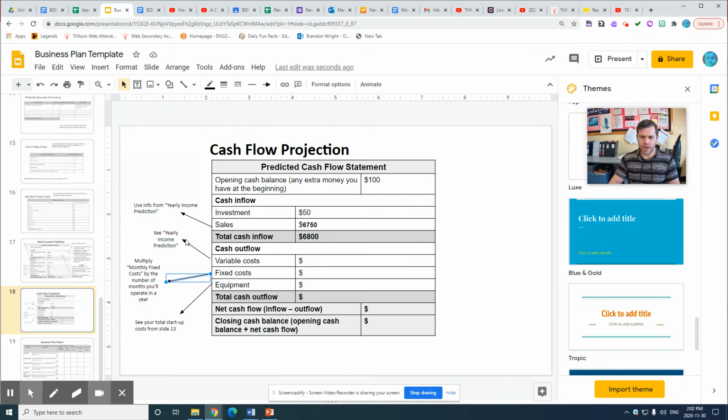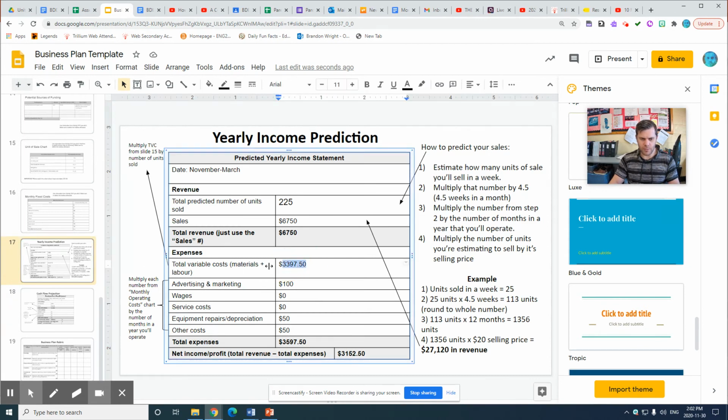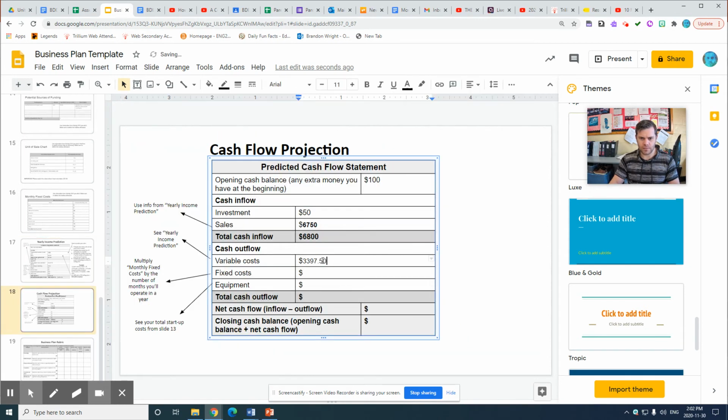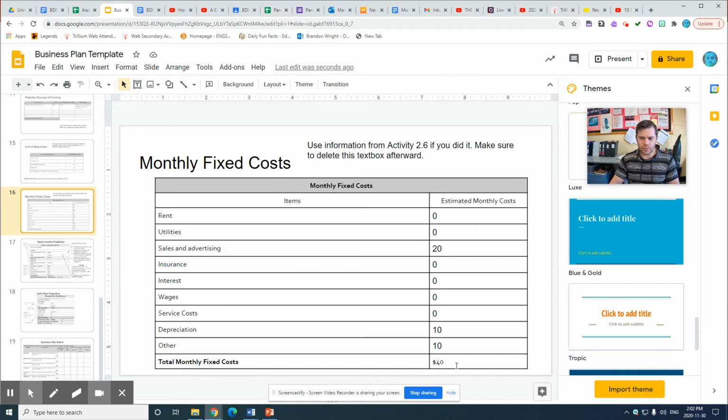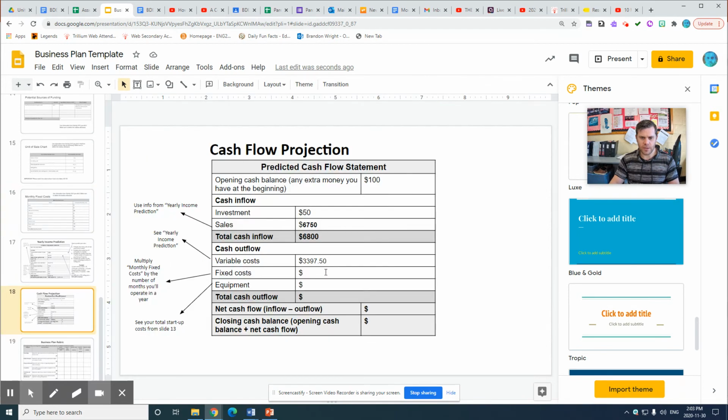All right. So now we already did this. See yearly income prediction for our total variable costs. That is this number right here. So copy and paste that. Our fixed costs, we take this number and multiply it by the number of months we're operating. So 40 times 5, that's 200.